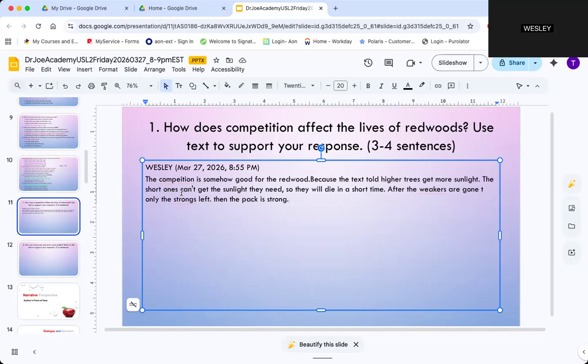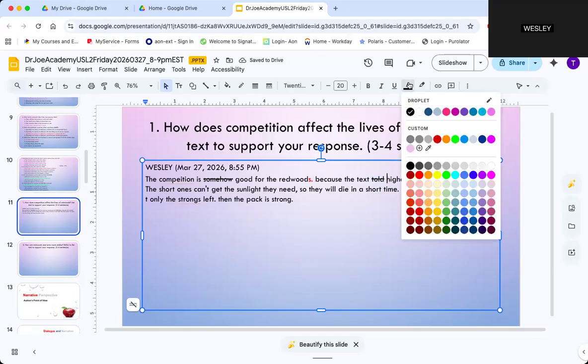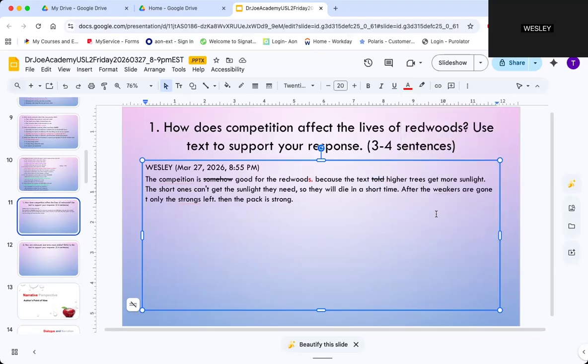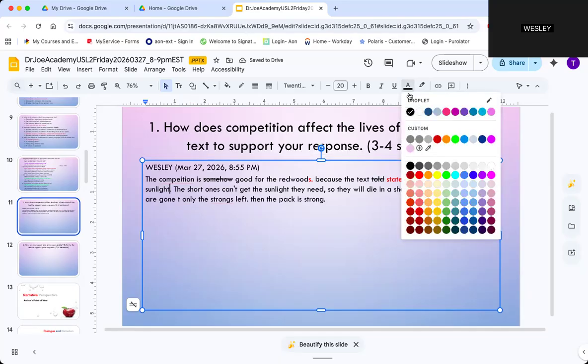Okay. So the competition is good. So we just say it's good for the redwood, comma, because the text states that the higher trees get more sunlight, which allows them to grow.